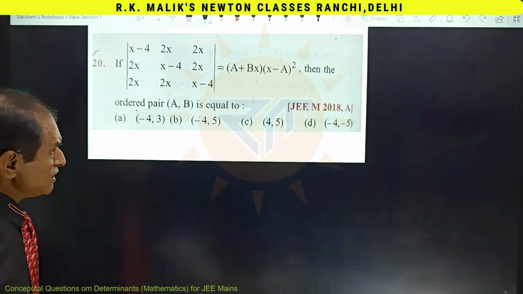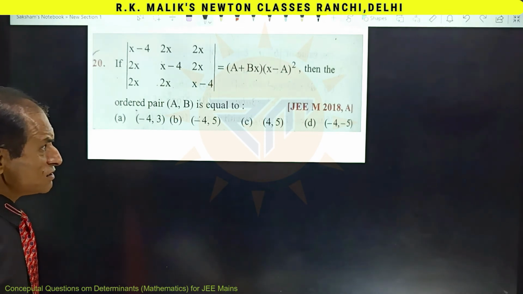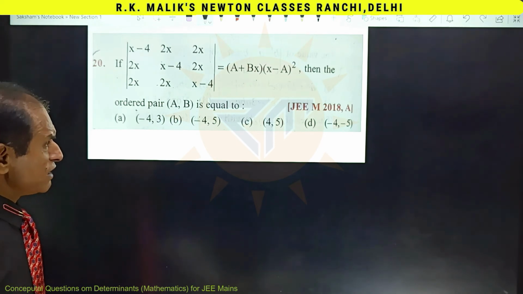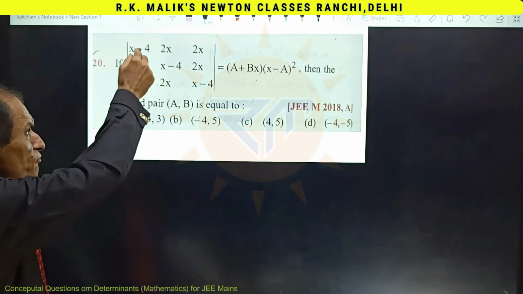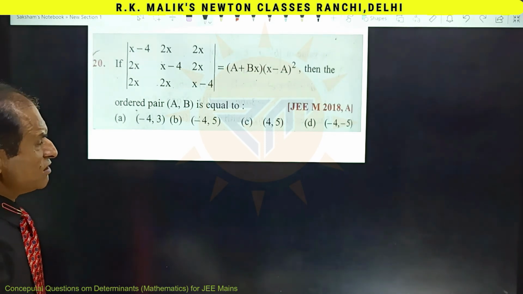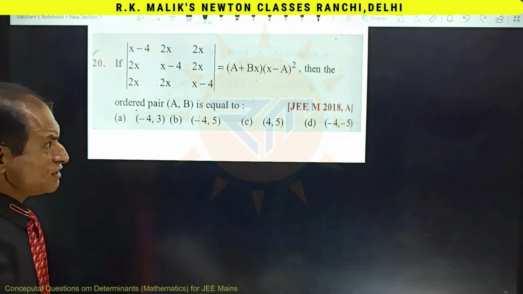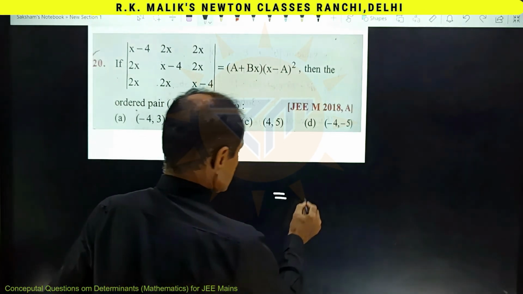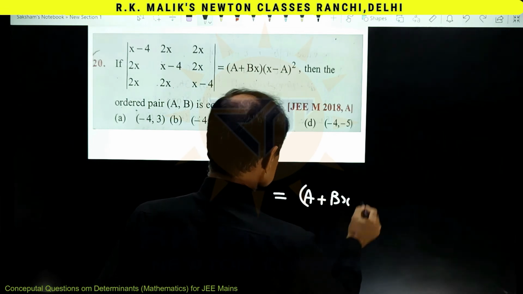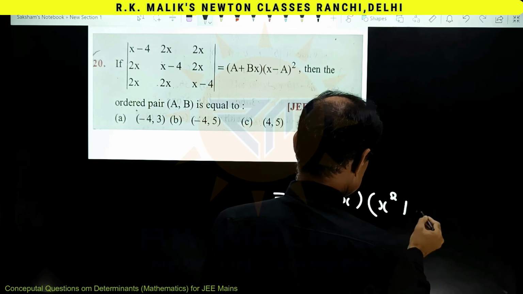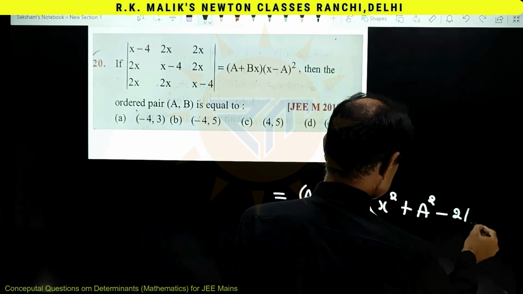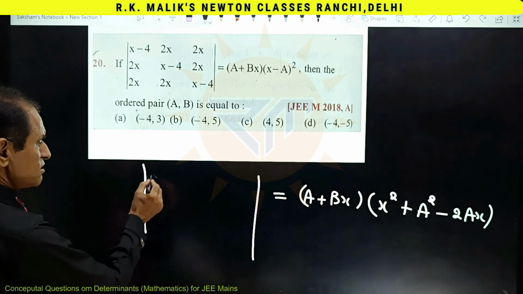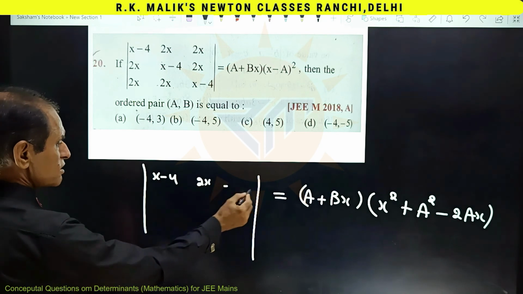And now it is easy to see, keeping the star method in mind, that if we compare the coefficient of x on both sides, the benefit will be that after evaluating, there will be only one term containing x, and my calculation will become very simple. In this method, I am going to compare the coefficient of x. It is clear that the right hand side is A plus Bx into x square plus A square minus 2Ax, and the left hand side is x minus 4, 2x.